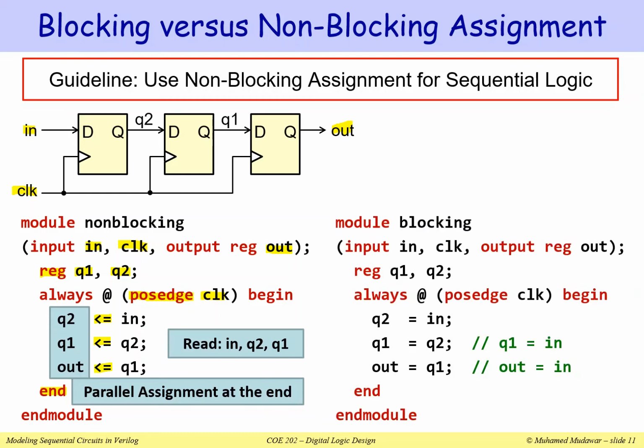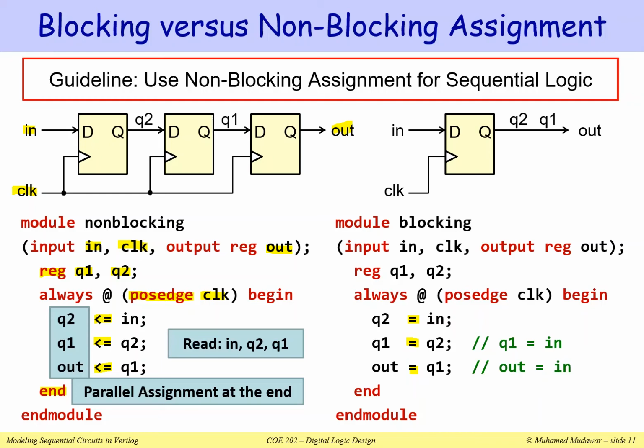This is the meaning of non-blocking assignment. On the other hand, if I change the assignment from non-blocking to blocking, as shown here on the right-hand side, it means that first we have to assign into Q2, so Q2 becomes in, and then Q1 becomes Q2, which is also in, and out becomes Q1, which is also in. This means that we have eliminated the second and the third D flip-flops. We don't really have a flip-flop for Q1, and we don't really have a flip-flop for out. We just replace them with a wire.